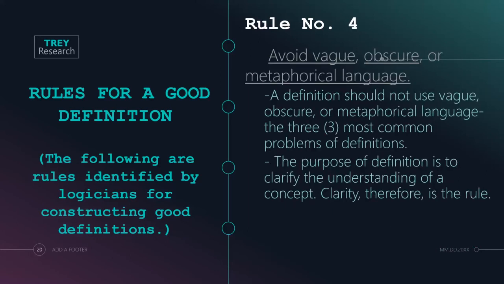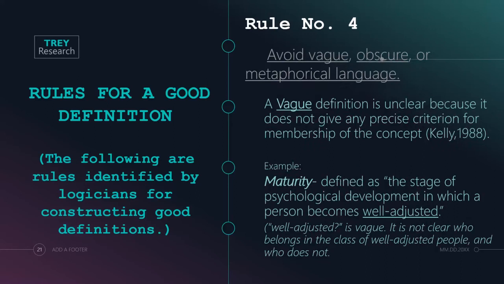Avoid vague, obscure, or metaphorical language. Rule number 4. A definition should not use vague, obscure, or metaphorical language, the 3 most common problems of definition. So it should be clear, it should have clarity in order for one to be a good definition of the concept or of a term. Rule number 4, same also.